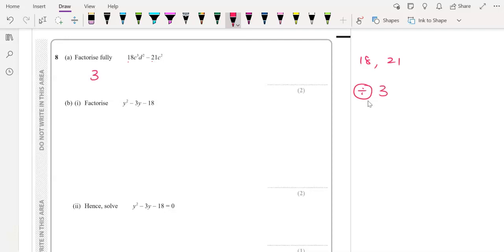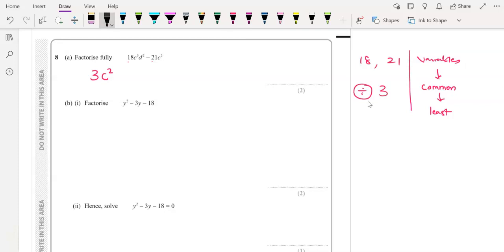Now for the variables, to find the HCF of variables, you will take only the common variable, the ones which are present in both the terms, with the least power. So I have C cubed in the first term and C squared in the second. So C is in both. The smaller power is 2. It means I can factor out 3C squared.